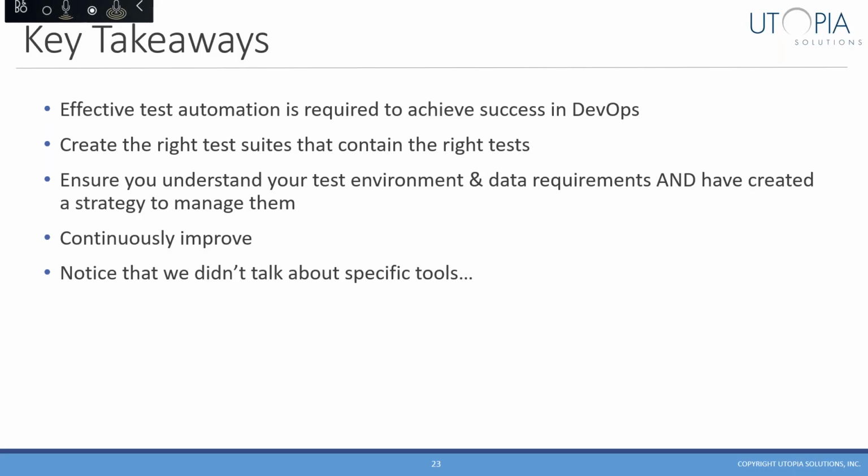All right, before we open it up for questions, let's talk briefly about some key takeaways. And I think if anything else, these are the important points I'd like you to take home. First is that, again, effective test automation is required to achieve success in DevOps, but test automation is not automating the testing, right? So we need to think about these techniques to make it effective so we can achieve our DevOps objectives.